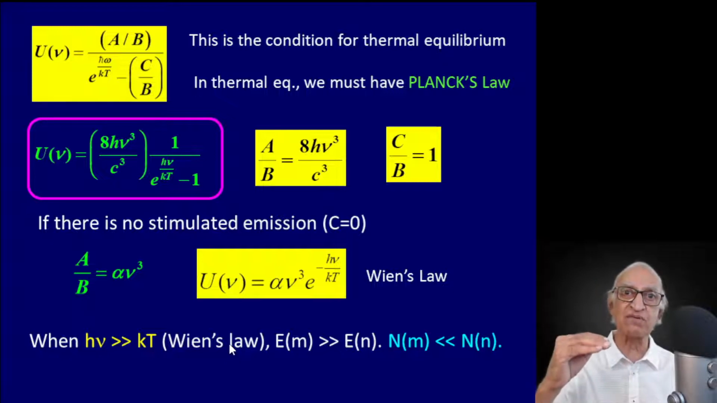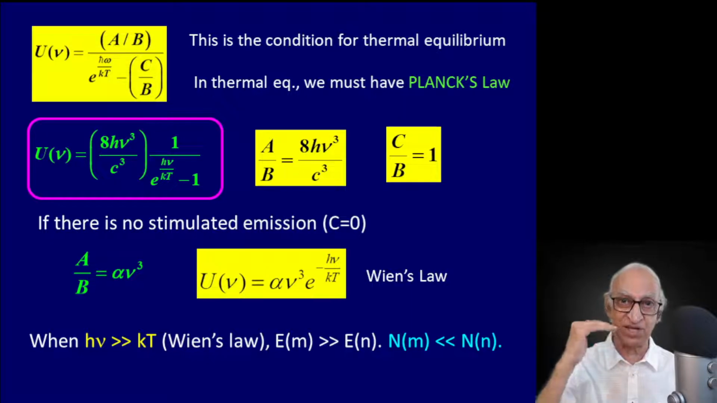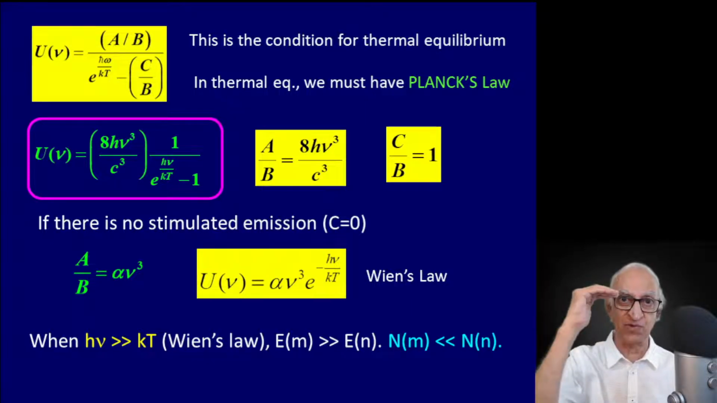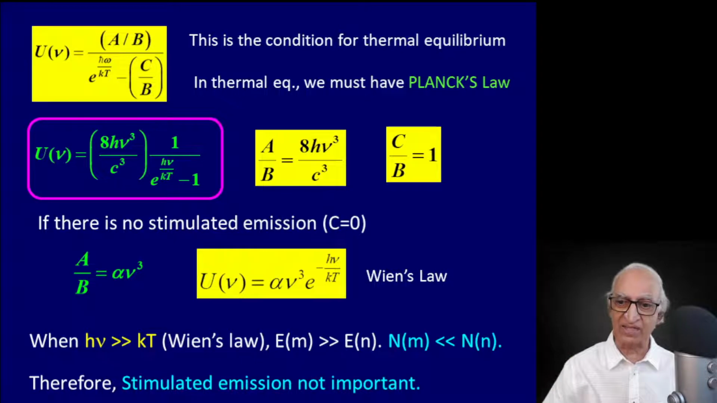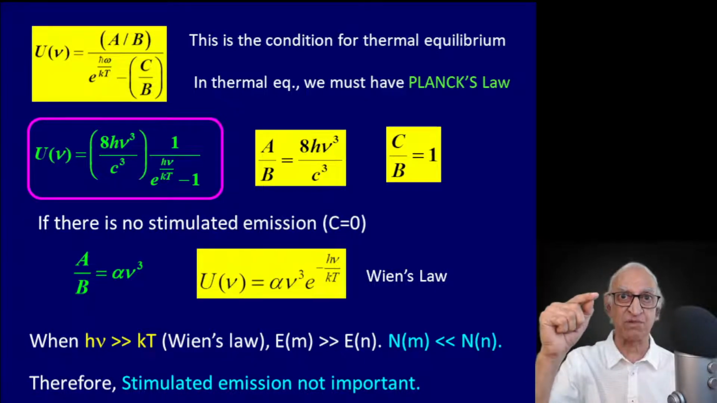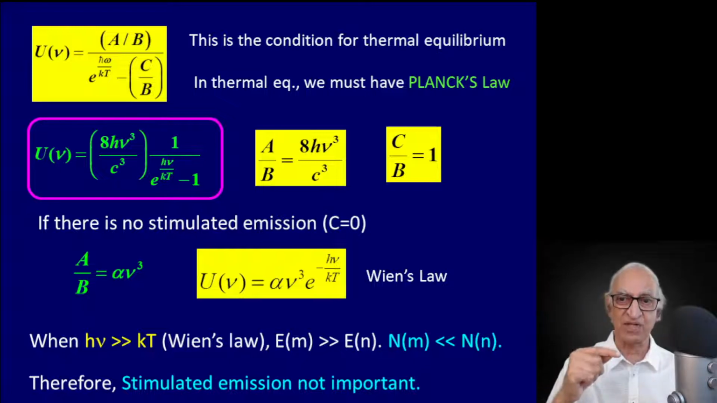Please also remember, when h nu is much greater than kT, that means the energy level difference is very large. That means most of the atoms or molecules will be in the lower level. Very few will exist in the upper level, and therefore stimulated emission is not that important. Spontaneous emission will take place, but stimulated emission is proportional to the number in the upper level, and therefore stimulated emission is not important. That corresponds to C being equal to 0.